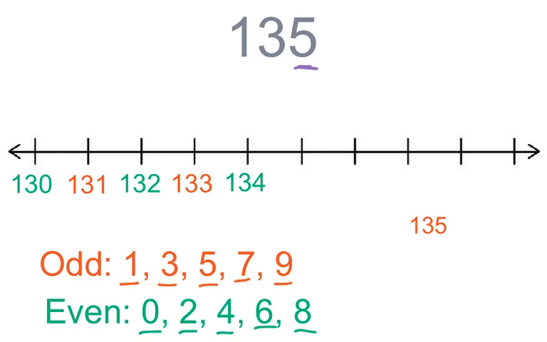If you said odd, you are correct. 135 is odd because it ends in the number 5. 5 is an odd number, which means it cannot be shared fairly between 2 people. You're going to go ahead and count the numbers that are on our number line so far. As I move the numbers, you go ahead and count out loud.